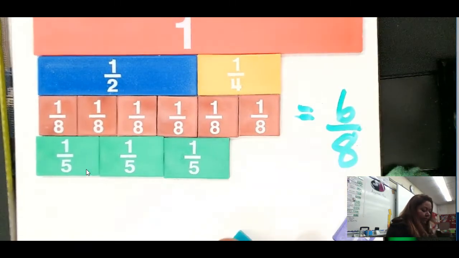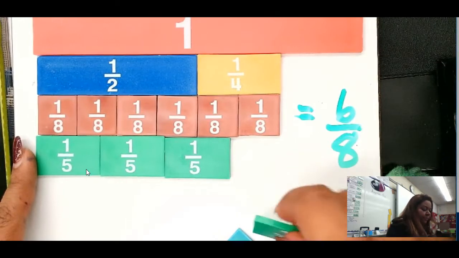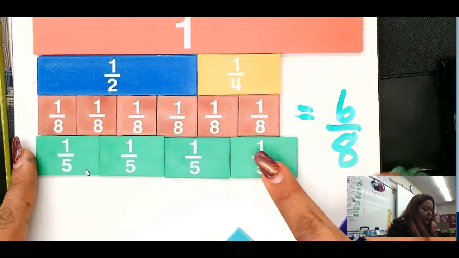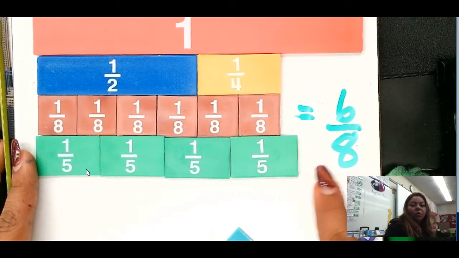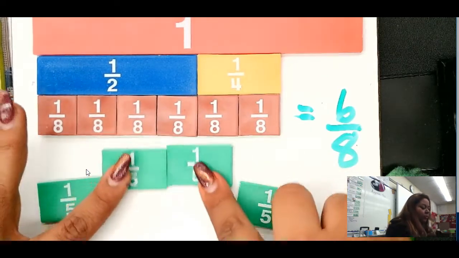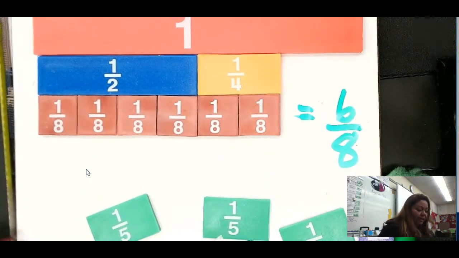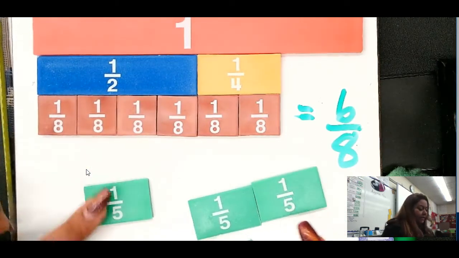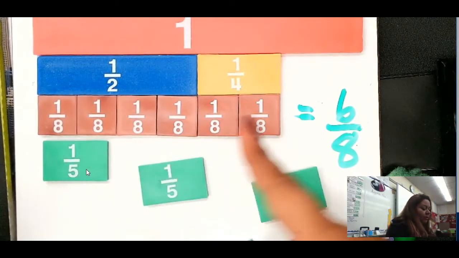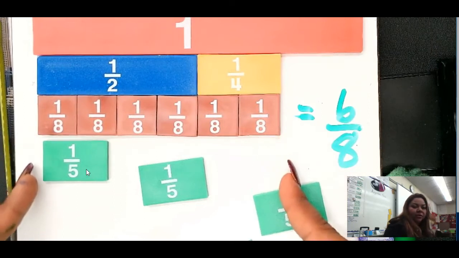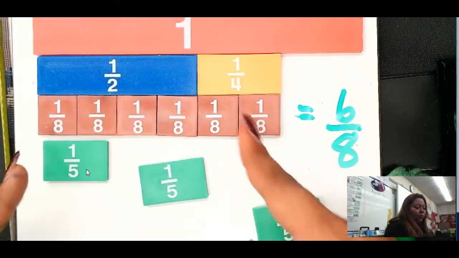Can I do 1/5? Uh-oh. I can't. Look, it goes over. So I wouldn't be able to use 1/5 to do this. I want you to explore. Pause the video and try to find and see if you can make other tiles fit in this area so that you can make 1/2 plus 1/4.